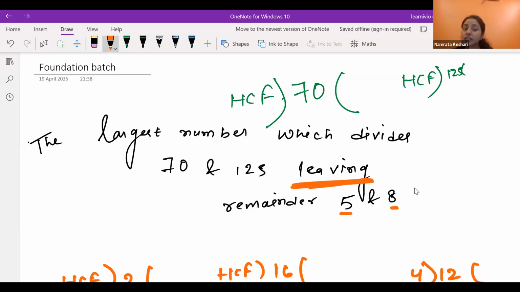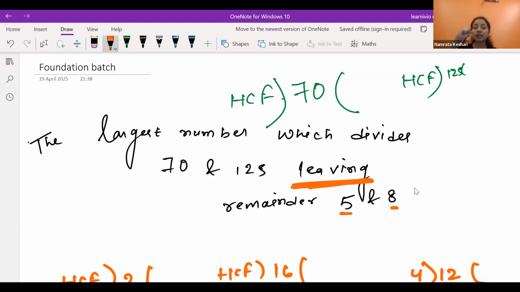Okay, so we don't need to find the HCF of 70 and 125. If we try finding it, we will end up getting a number which can completely divide 70, and the same number can completely divide 125. But here we have to take the consideration of remainder.